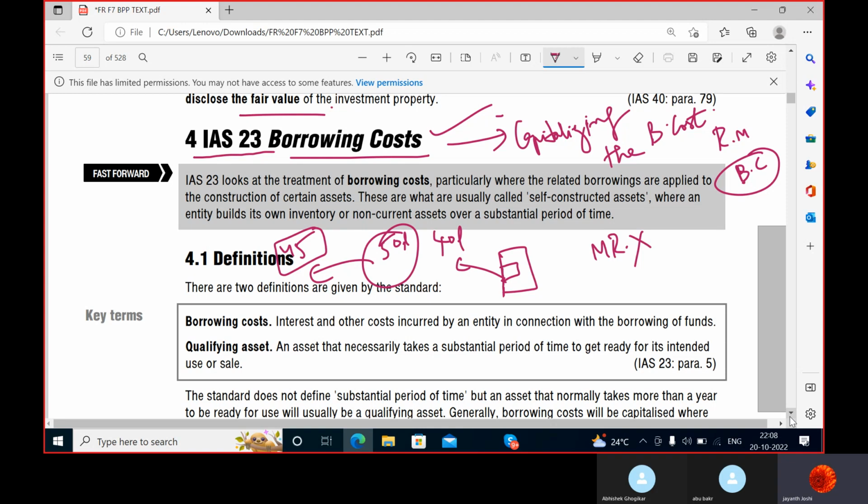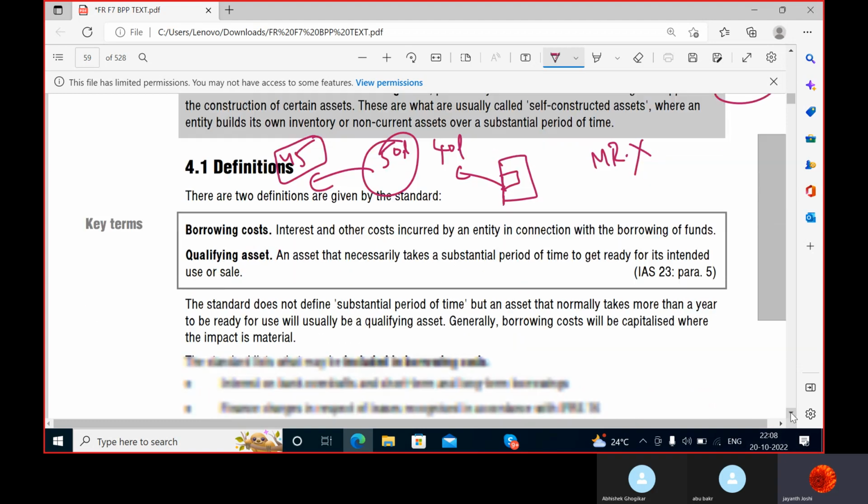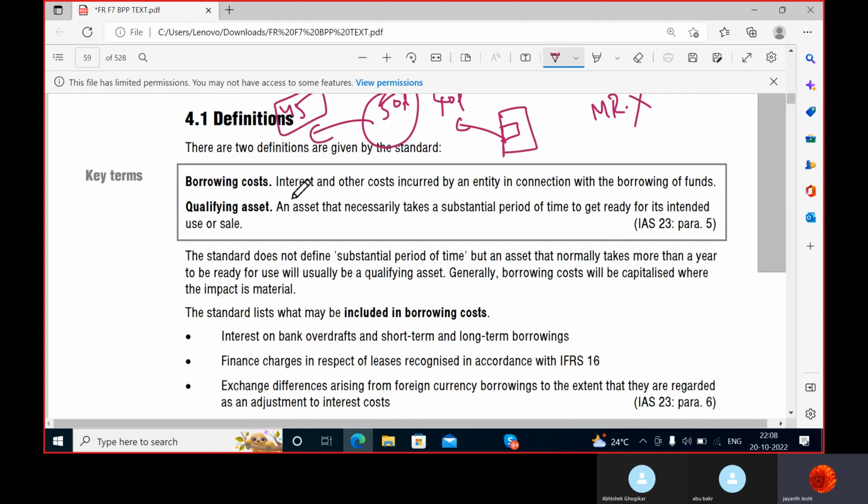Now, borrowing cost is interest or other cost incurred by an entity in connection with the borrowing of funds which they have used for construction purpose. A qualifying asset is the asset which they want to construct or make, and they will either use it for their own purpose or sell it as an apartment or flat to customers. Definitely the asset should take a substantial period of time.